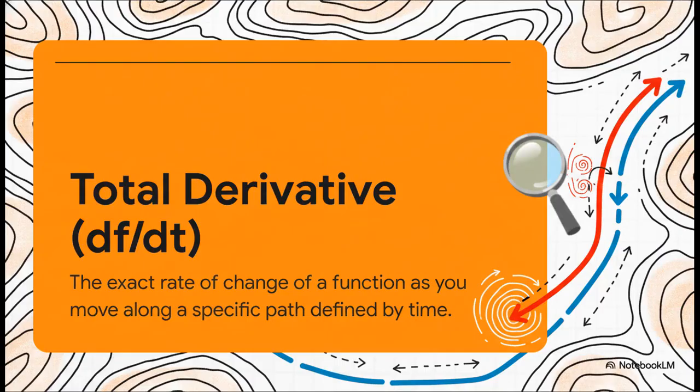This is the job of the total derivative. It uses the chain rule to cleverly combine the steepness of the terrain, our partial derivatives, with how fast our position is changing in each direction. What we get is a precise, instantaneous rate of change of our altitude along that specific path.